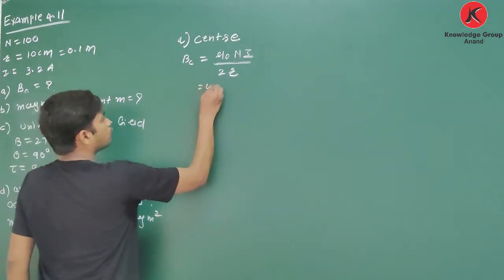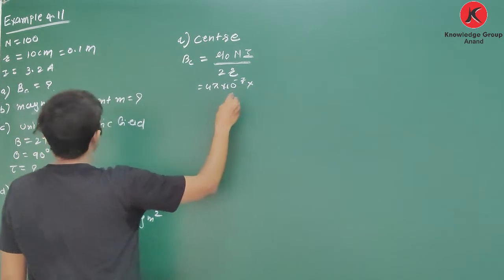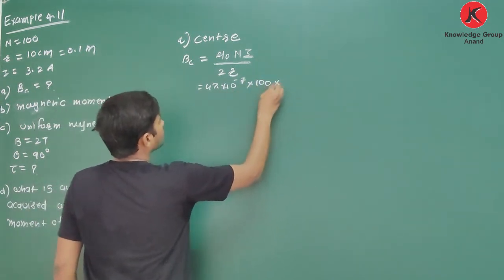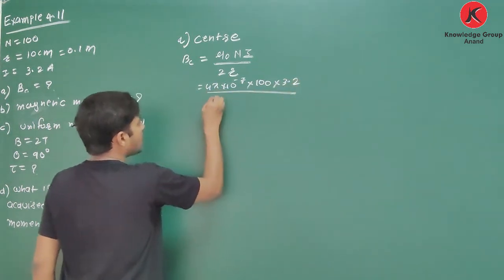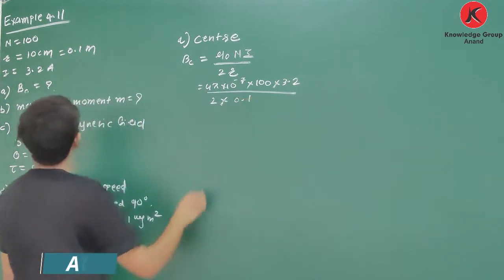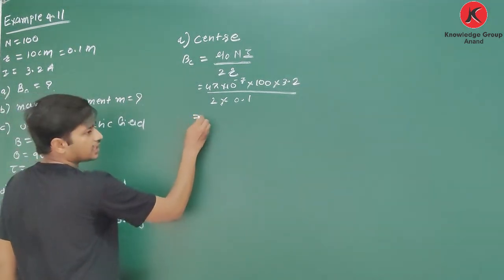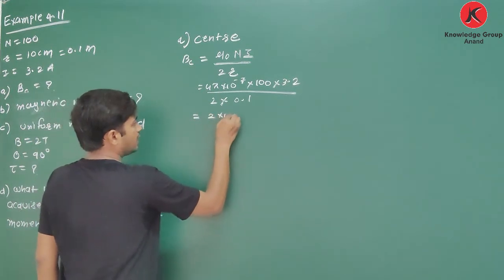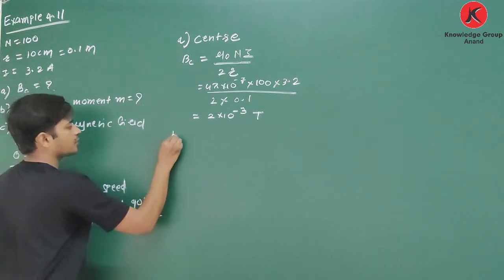Mu 0 is 4 pi 10 raised to minus 7. And what is the value of N? 100. I is 3.2. 2, yes, it is 2. R means radius, it is 0.1. Clear about this? Then you have to solve this. If you solve this, you will get your answer, nearly 2 into 10 raised to minus 3. Question B.